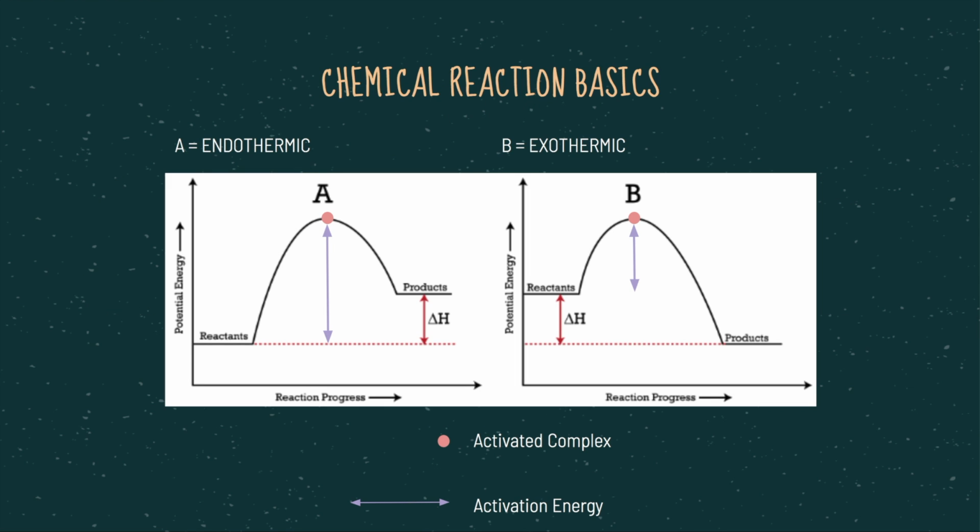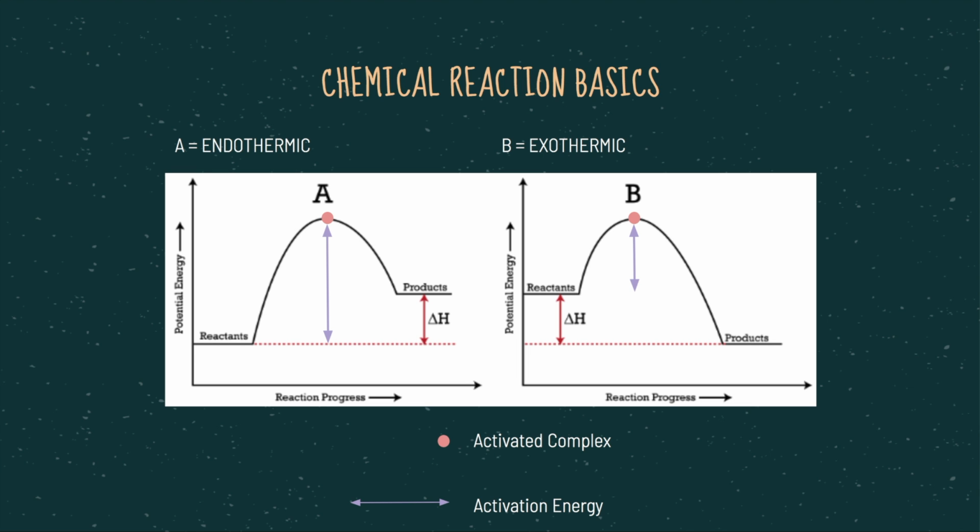Here we have two different energy diagrams. The reaction represented in A is endothermic because the products have a higher potential energy than the reactants, and the delta H is positive. The reaction represented in B is exothermic because the products have a lower potential energy than the reactants, and delta H is negative.